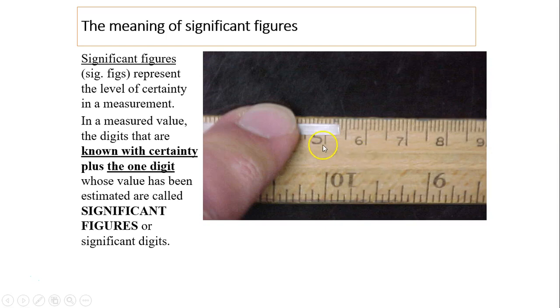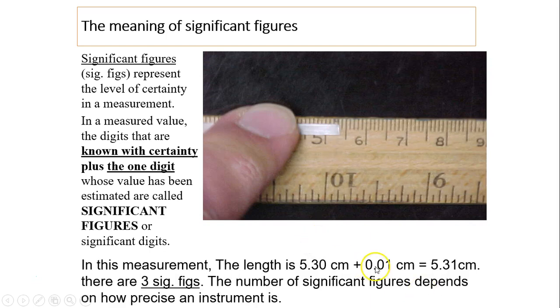The value of certainty is 5.3. After that, you'll have to estimate what is the next value. So I estimated to be 0.01 centimeters. So in this measurement, I measured the length of the strip to be 5.31 centimeters. So in all, these three digits are significant. The number of significant figures depends on how precise an instrument is.